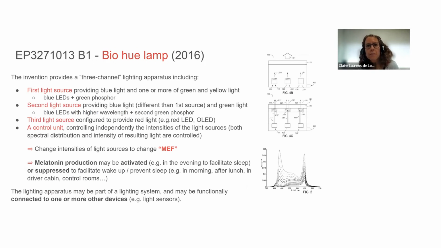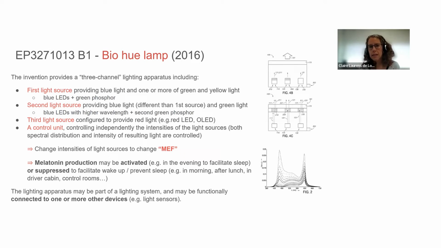Next, please. The patent here is about a lighting apparatus containing 3 light sources: 2 blue sources with green phosphors that make the light a different color, and a 3rd light source, which is red, plus a control unit controlling the 3 light sources independently, so that you can vary the spectrum and the intensity of the light, and you can have different outputs, as shown in the figure in the bottom right. And this changes the MEF factor.